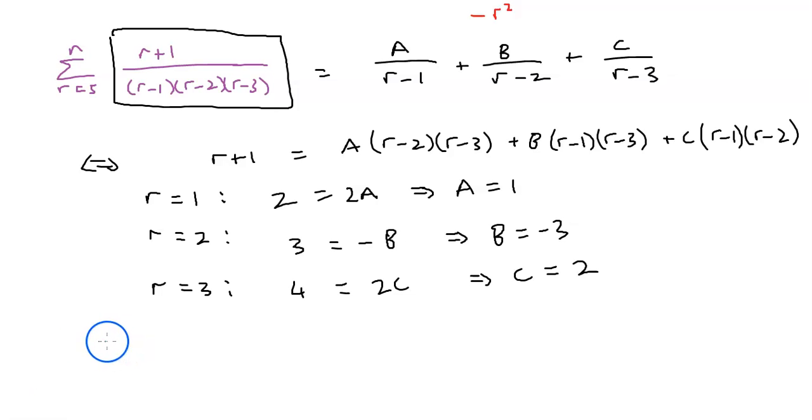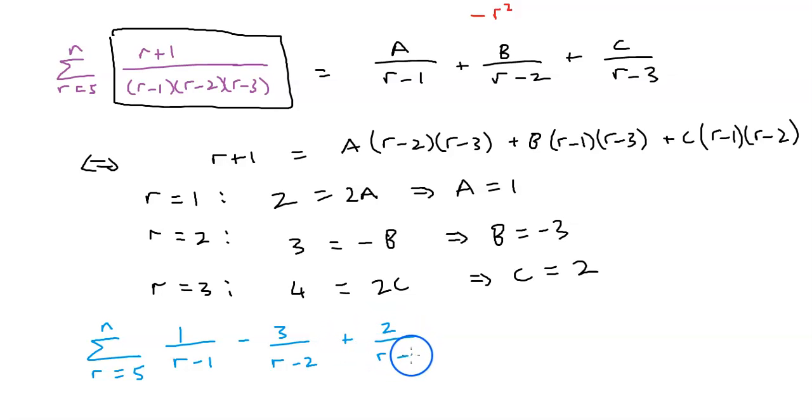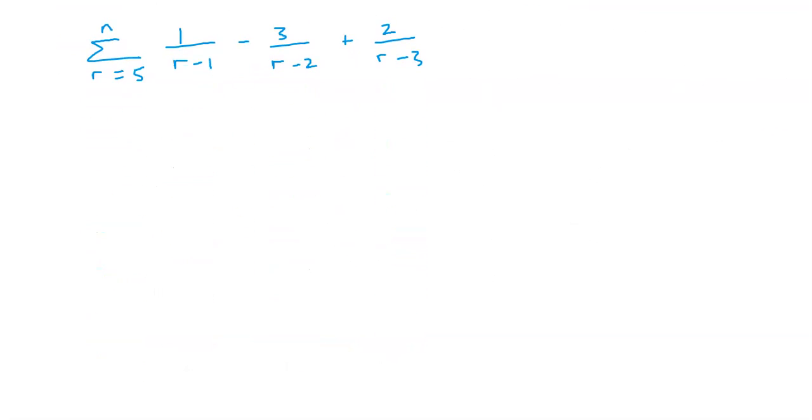And so we are looking for the sum from r equals 5 to n of 1 divided by r minus 1, minus 3 divided by r minus 2, plus 2 divided by r minus 3. And I think it's pretty clear what to do here.